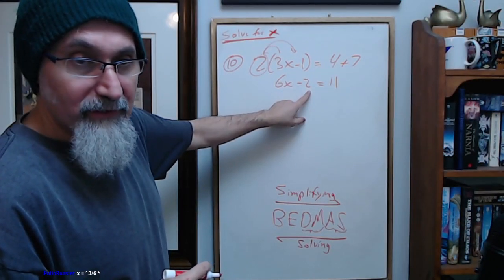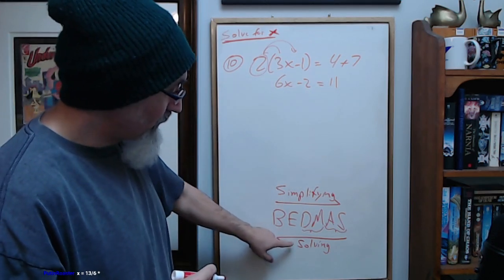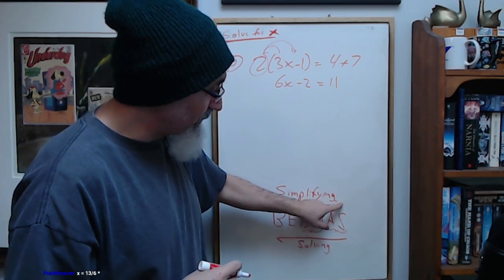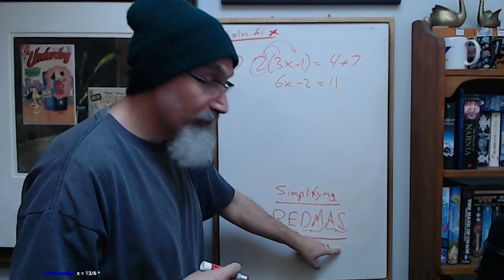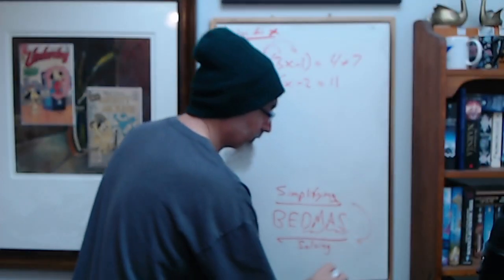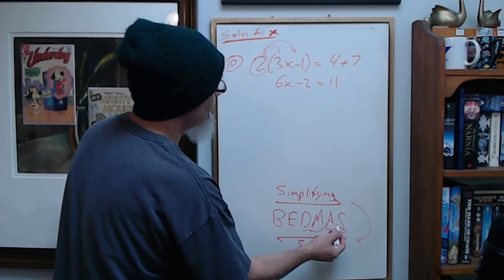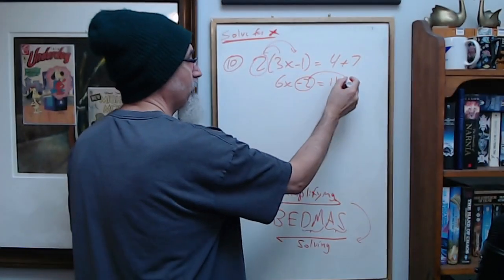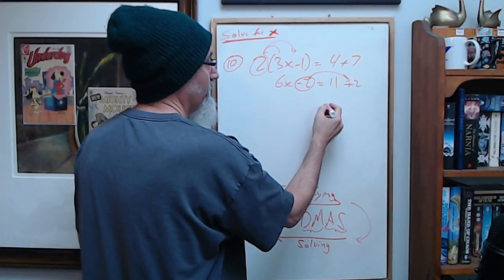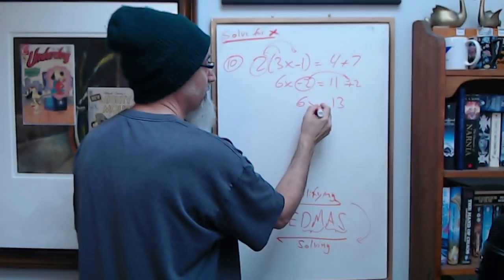We got nothing else, no simplifying to do, so we're going to solve for it. We finished the simplifying, we came all the way to here, and now we're going into solving, right? We're going to deal with addition subtraction. Oh, we got a subtraction, bring it over, becomes addition. So you got 13 on this side. On this side, you got 6x.